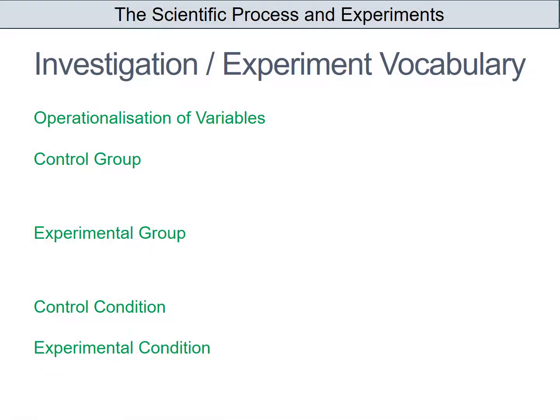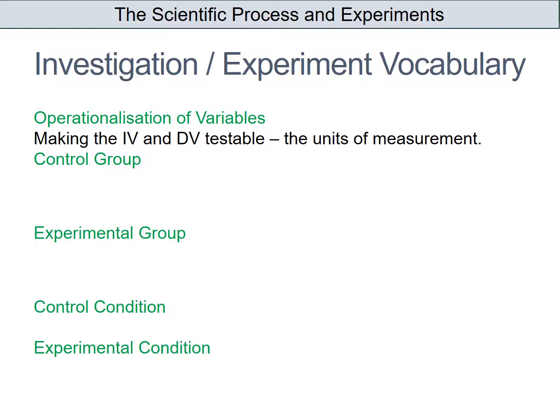Other vocabulary you need to know: operationalization of variables. So this always trips people up, but really it's just about making the independent variable and dependent variable testable. So we're talking about units of measurement. If we go back to my example, talking about ice cream and whether the desire for fatty and sugary foods is innate, I operationalised that by saying I was going to count the number of times an infant chose low-fat ice cream and the number of times that they chose full-fat ice cream. That is my operationalisation. That is how I was going to measure it, how I made that testable.